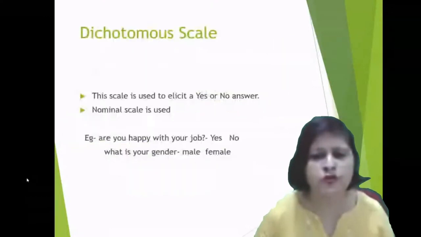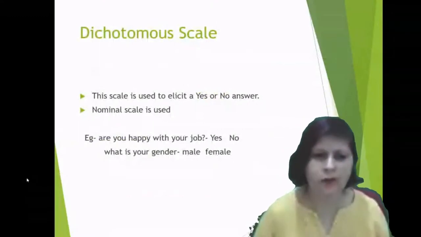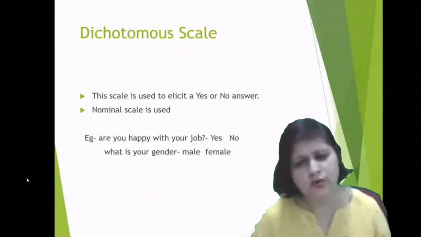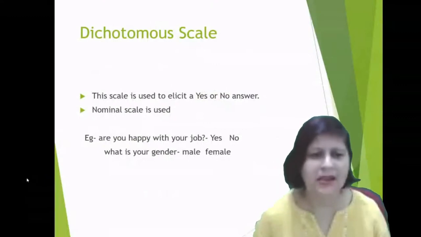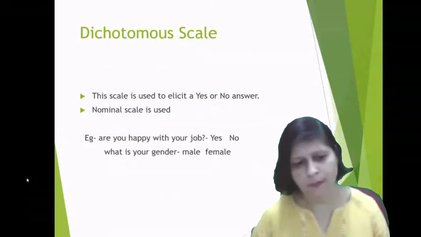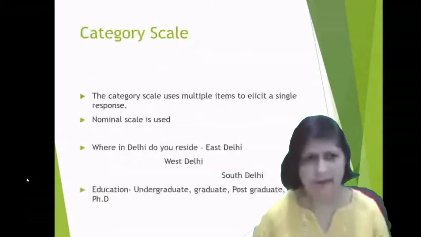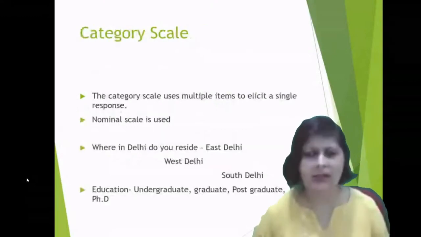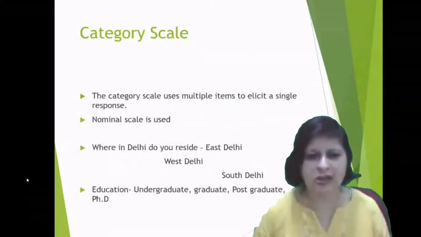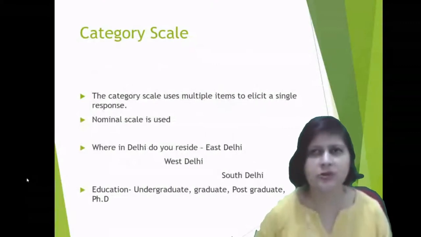The dichotomous scale is used to elicit a yes or no option: when we have two options and we have to choose one option, that is the dichotomous scale. Normally a nominal scale is used, like: are you happy with your job, yes or no. Or gender, when we ask about gender, male or female. Next is the category scale. What is the category scale? The category scale uses multiple items to elicit a single response.